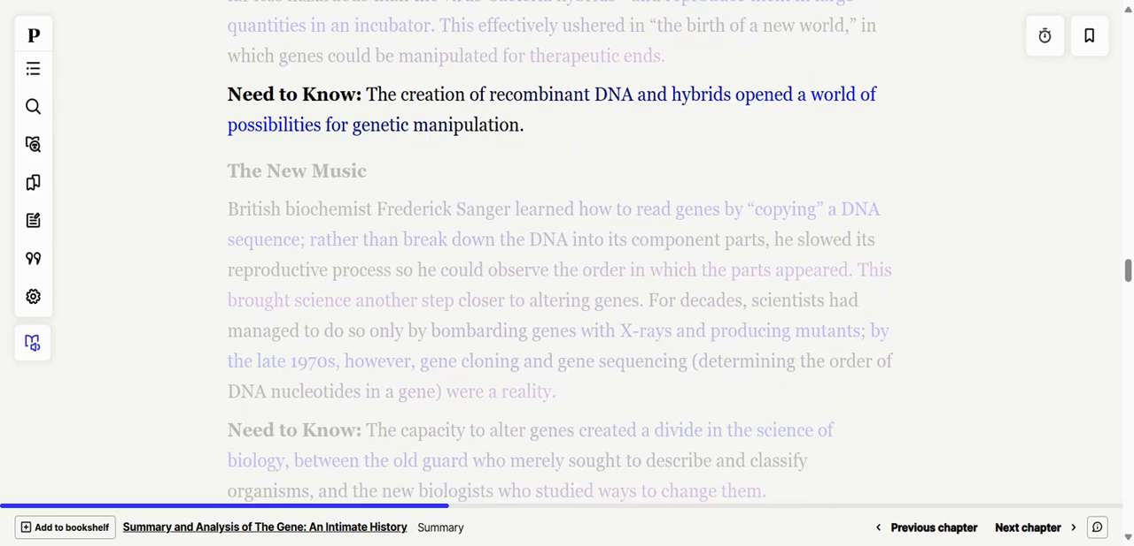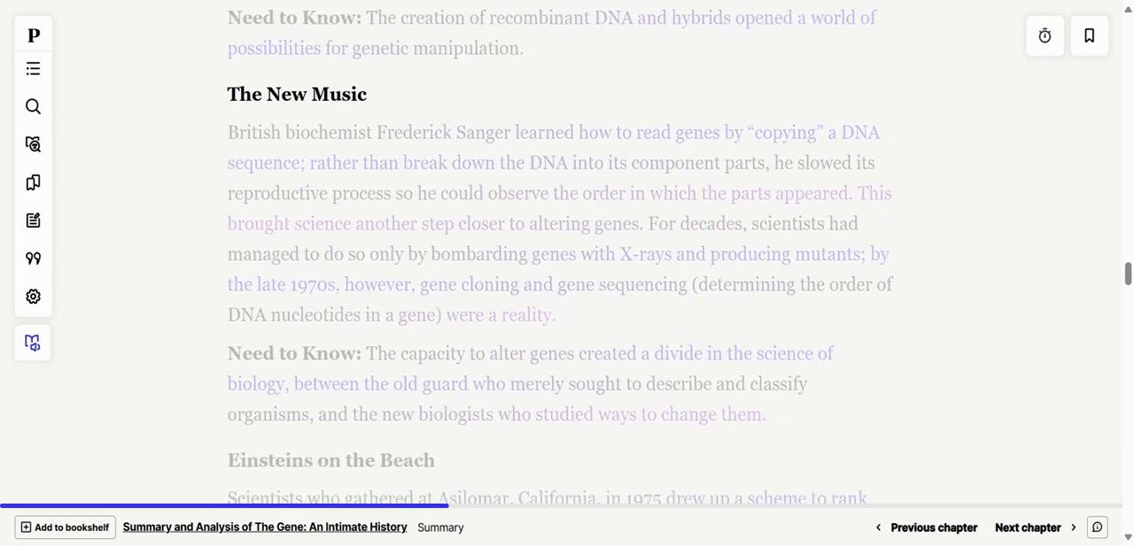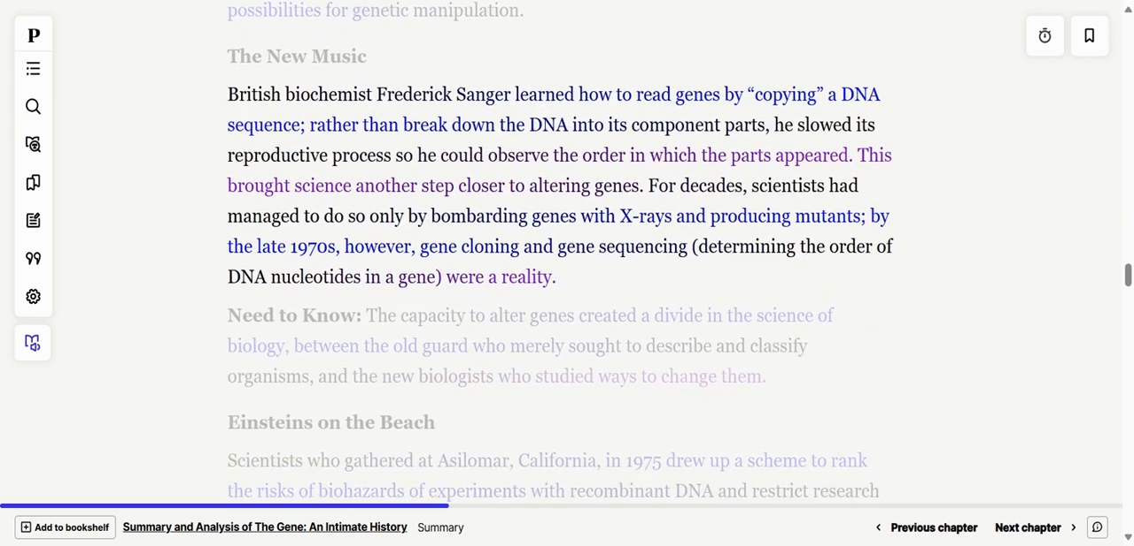For decades, scientists had managed to do so only by bombarding genes with X-rays and producing mutants. By the late 1970s, however, gene cloning and gene sequencing, determining the order of DNA nucleotides in a gene, were a reality. Need to know: the capacity to alter genes created a divide in the science of biology, between the old guard who merely sought to describe and classify organisms, and the new biologists who studied ways to change them.